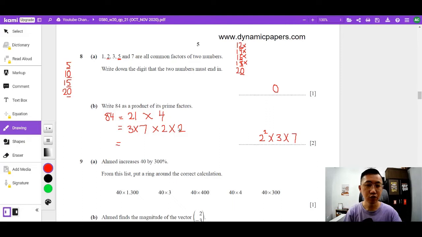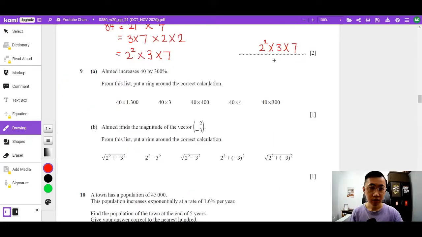Write your 2 first. 2 times appearing means 2 squared. 3 is the next smaller number. And finally, put 7. So eventually, you will also get to this answer. Even though you do not have the calculator straight away to get you the answer, you can slowly work things out. So that is actually 8B.